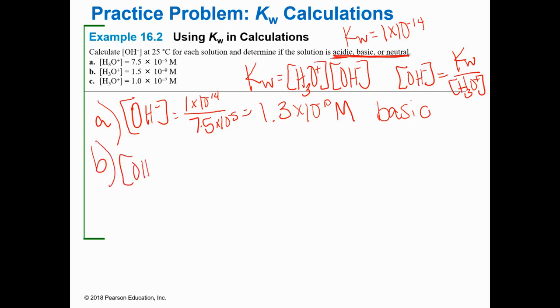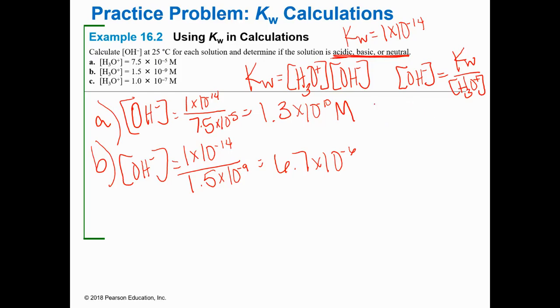Okay, B, we're going to do the same thing. It's always going to be 1 times 10 to the negative 14 divided by whatever the other one is. Okay, I get 6.7 times 10 to the negative 6. So now we're looking, is the hydronium bigger or is the hydroxide bigger? And I wrote that first one wrong. It's this one is acidic, and then this one is basic. I'm sorry. Okay, C, if you notice, 1 times 10 to the negative 7, that is neutral.